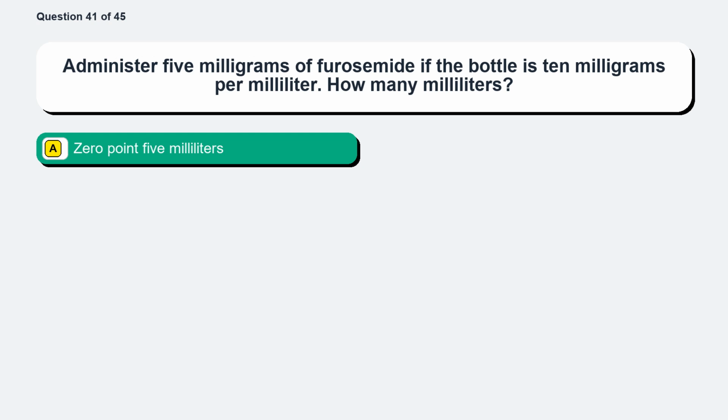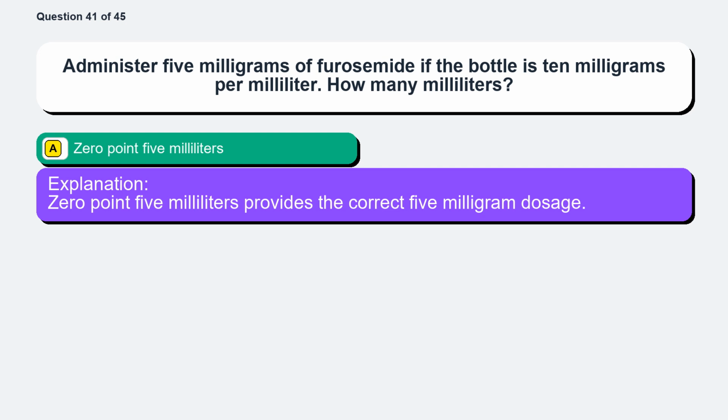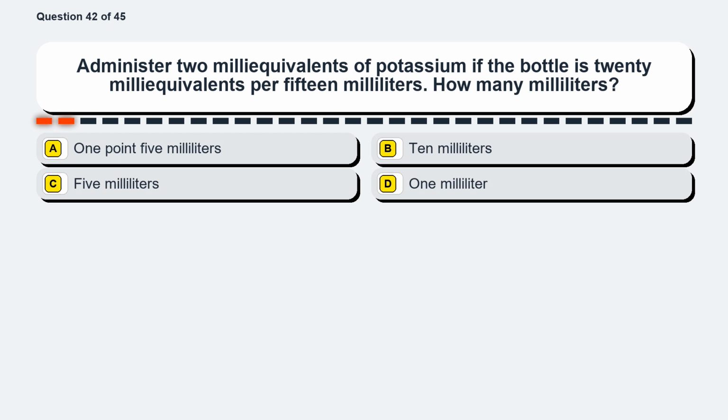The correct answer is option A. 0.5 milliliters. 0.5 milliliters provides the correct 5 mg dosage. Question 42. Administer 2 milliequivalents of potassium if the bottle is 20 milliequivalents per 15 milliliters. How many milliliters? Option A, 1.5 milliliters. Option B, 10 milliliters. Option C, 5 milliliters. Option D, 1 milliliter.